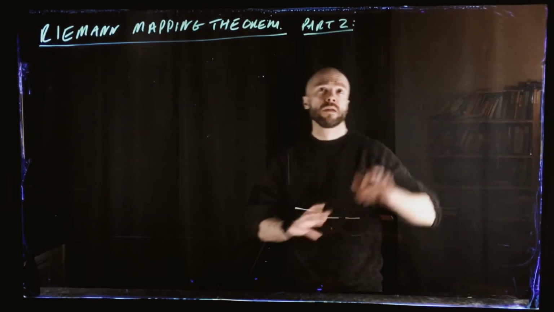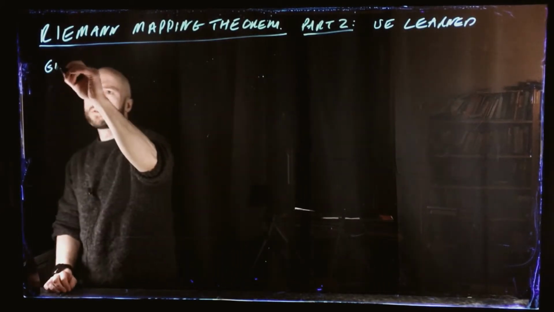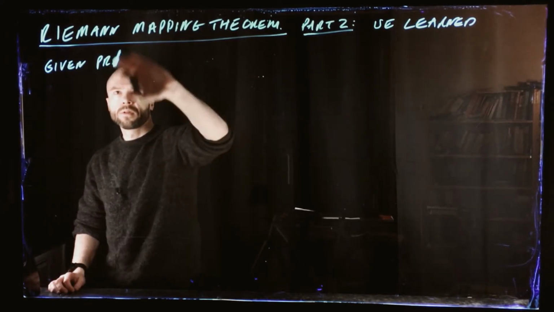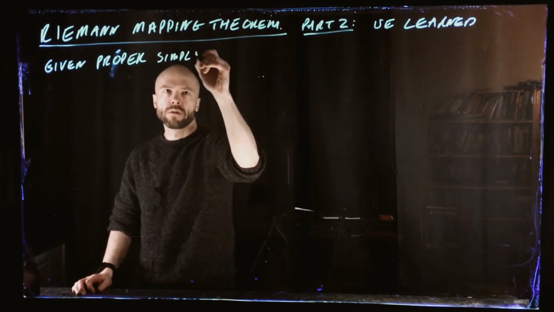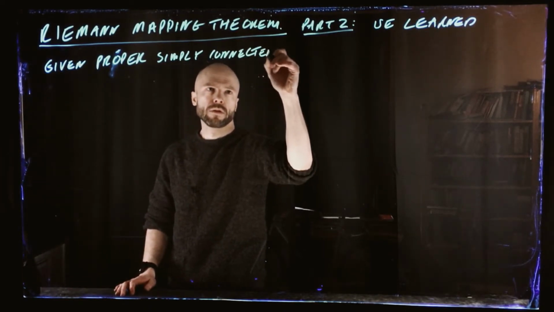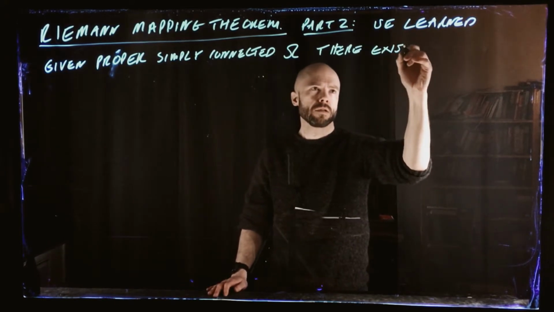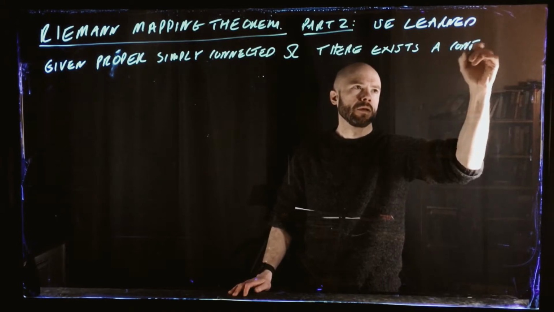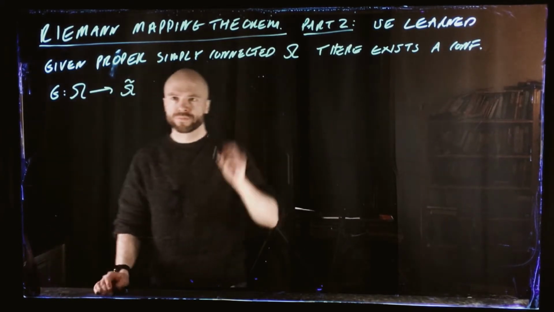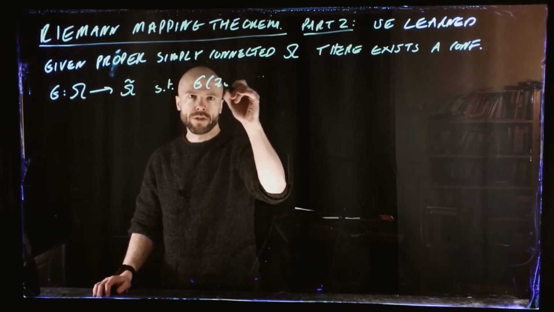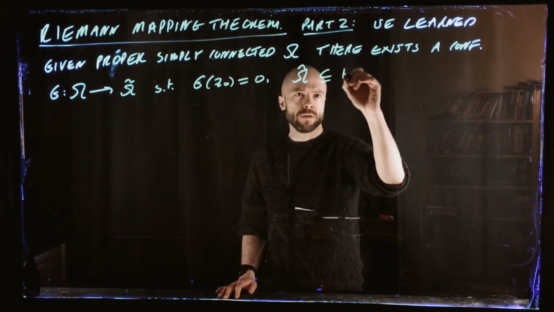We learned that given a proper simply connected omega, there exists a conformal map, so conformal is conf dot, g from omega into omega tilde, such that g of our initially chosen point z0 goes to 0, and omega tilde is contained within the unit disk, like this.